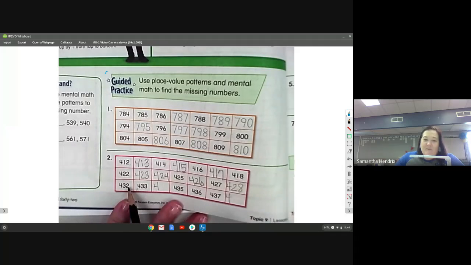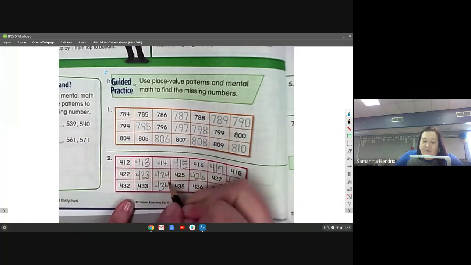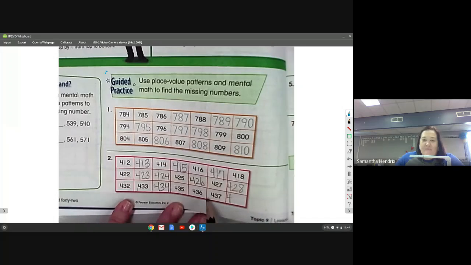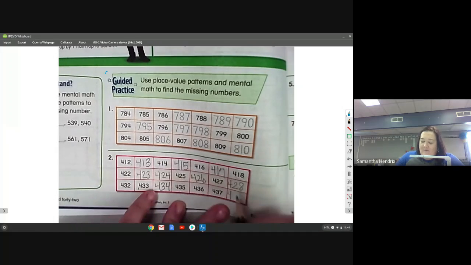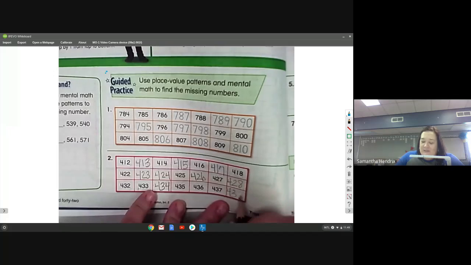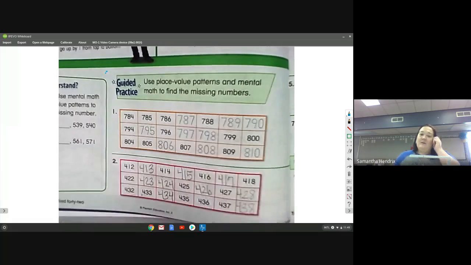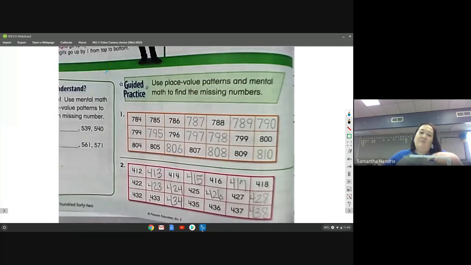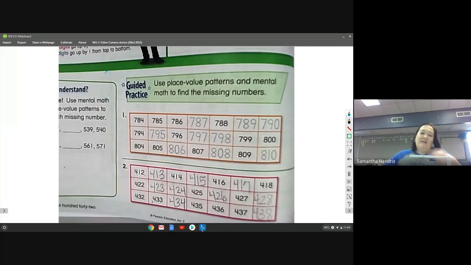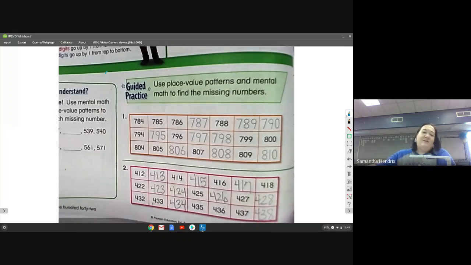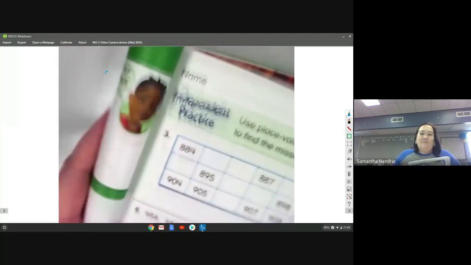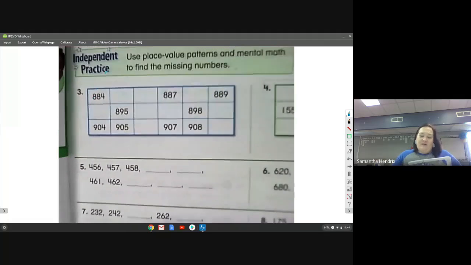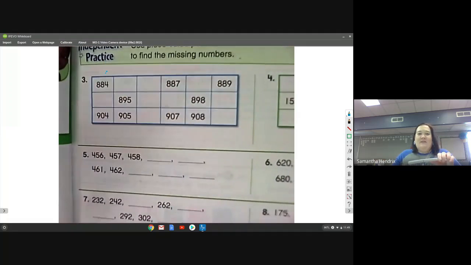Let's look at this one. We have 432, 433. Our ones are going to stay the same, and our tens are 30s. So 434, 435, 436, 437, 438, and our ones stay the same, 8. Okay? It's just getting your brain used to recognizing increasing or decreasing by ones and tens. Whoops, sorry, and hundreds, okay? So let's look at number 3.